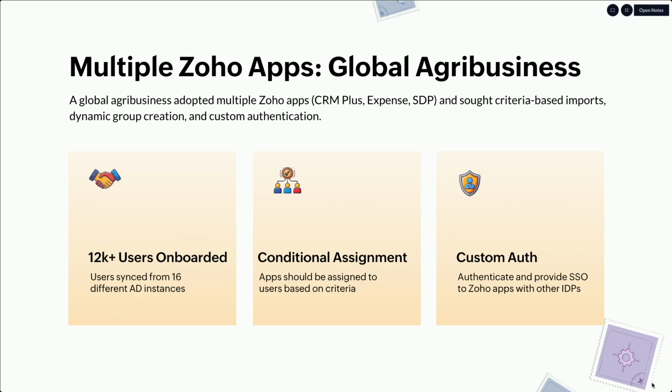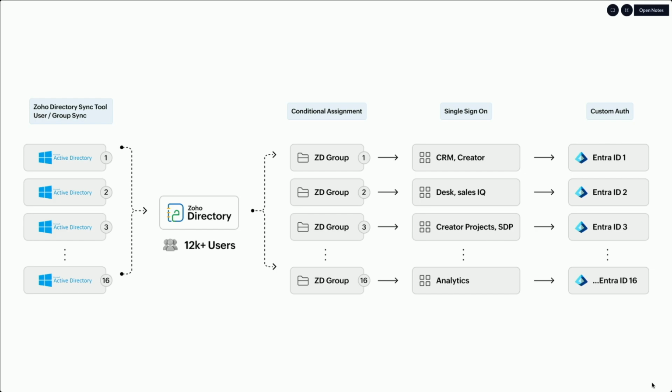And the second company, the second case study we have under the same scenario, is a global agribusiness that had a variety of Zoho applications, and they wanted criteria-based imports and dynamic group creation. They had around 12,000 users spread across 16 different Active Directory instances. And they also needed a custom authentication for single sign-on to their Zoho applications and also to other apps. So here's a quick flow of the requirement.